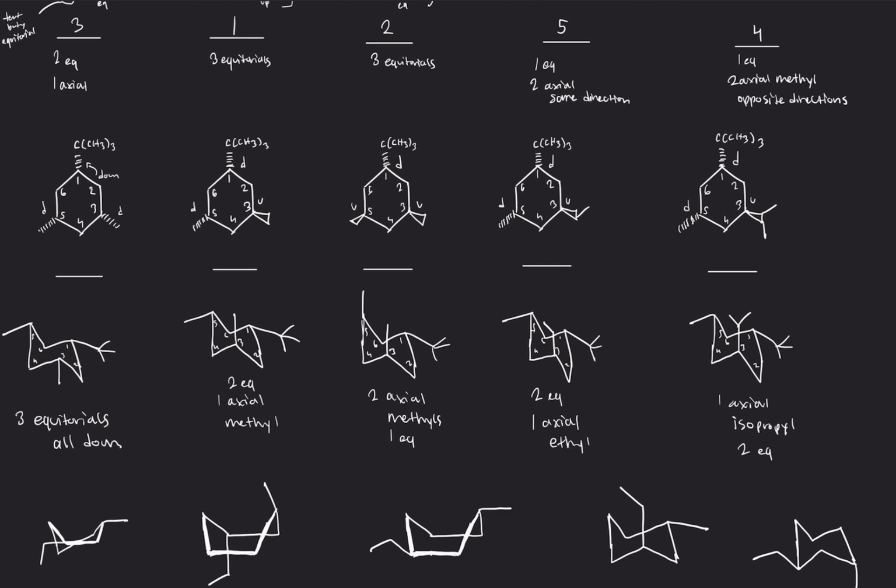So the one with all equatorials will be the most stable, so that's 1. And then there's only one cyclohexane with 2 axials.